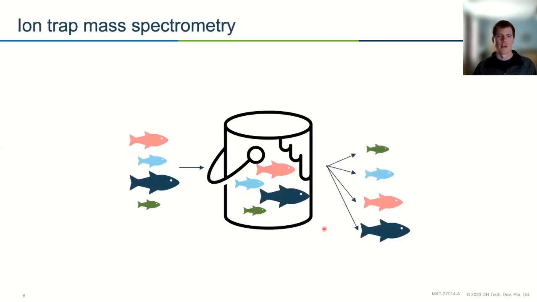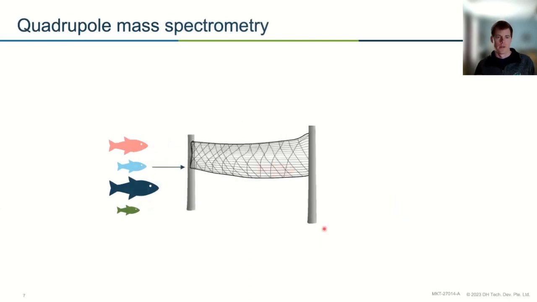A drawback to ion trap, other than that, is it takes a little more time when you trap because we're having to take time to fill the trap and then time to empty it.